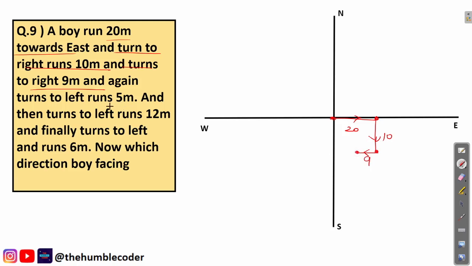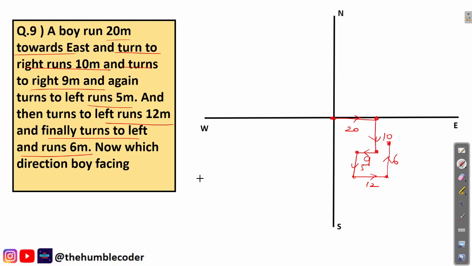and again turns to left and runs 5 meters. So left will be this side and 5 meters again, and then turns to left and runs 12 meters. So left again, so left will be this direction, 12 meters in the left. Finally turns to left and runs 6 meters. So finally he is now turning left and running 6. So left for this will be this much, so it will be somewhere around here, 6. So now he is at this point.